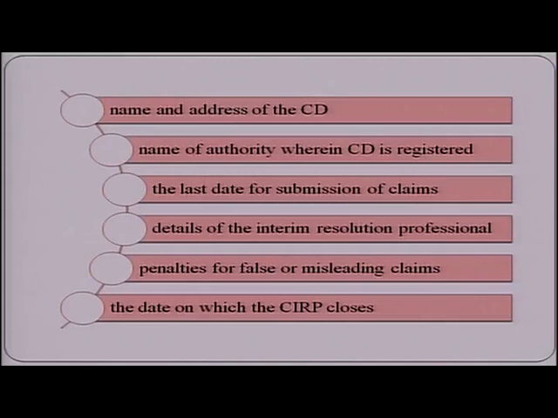So these are the various particulars that have to be given in a public announcement, such as the name and address of the corporate debtor, the name of the authority with whom the corporate debtor is registered, the last date for submission of claims, the details of the interim resolution professional to whom such claims are to be addressed, and if any false and misleading claim is being made, then the penalty for the same has to be specified as well. And the date on which the CIRP is being closed is also to be mentioned, which is basically 180 days from the date of commencement of the CIRP, so that the constituents and the interested parties are aware when they will get a return on their claims.